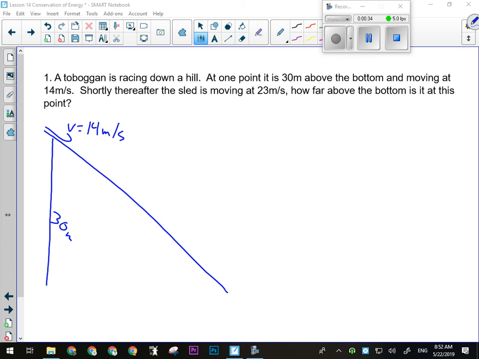And then it says a little while later, it's moving at 23 meters per second. How far above the bottom is it at this point? So, meaning it's down here and its speed is 23 meters per second, we're looking for the final height, okay? Here's what we know. We know the mechanical energy at the initial point and the final point are the same. They're equal, okay? It's a law of conservation of energy problem.